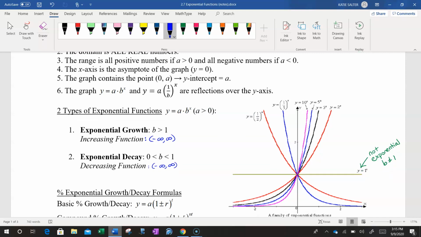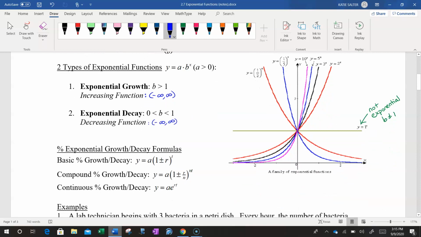What do we do when we have exponential problems that grow or decay by a percent or by a particular rate? Our basic percent growth rate formula is y equals a times 1 plus or minus r to the t. That is the same formula as y equals a times b to the x. The only difference is to get that base, we do 1 plus r if it's growing or 1 minus r if it's decaying. You may have learned this formula like this: A equals p, 1 plus or minus r to the t.